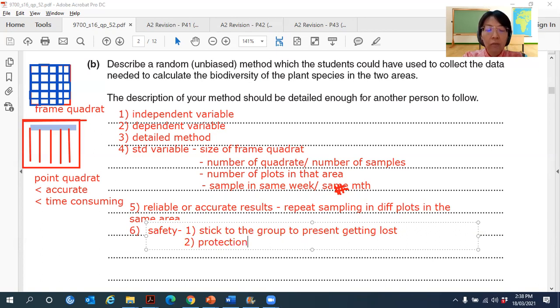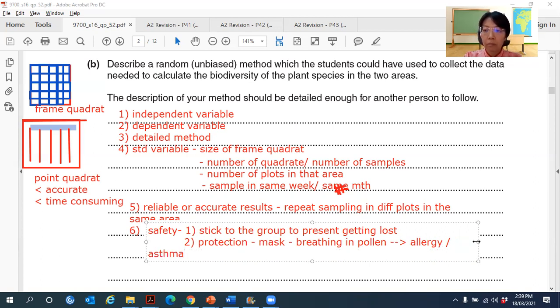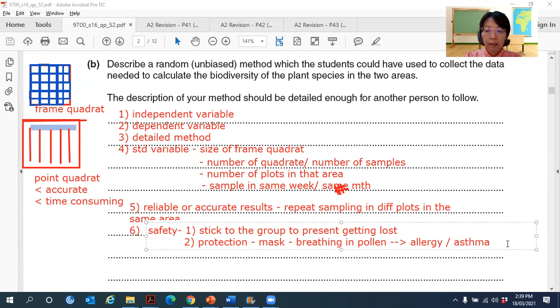Protection. So protection is a very general term. You will not get marked. So you tell me what are the gears you're going to wear. So maybe you want to wear a mask. So wear a mask, okay, to prevent breathing in pollen, which may cause allergy or even aggravate asthma. Asthma, okay? So that is if you wear a mask.